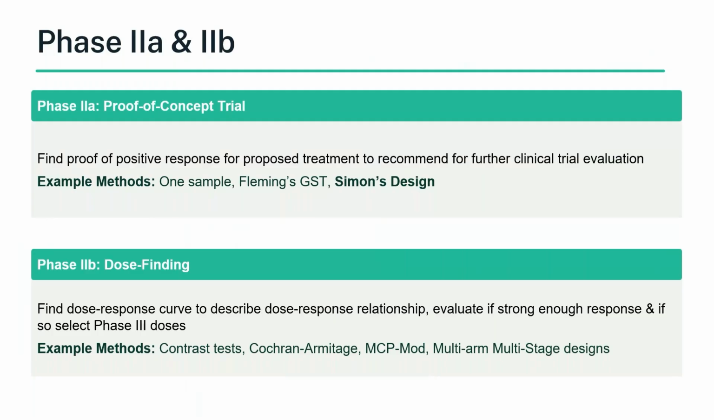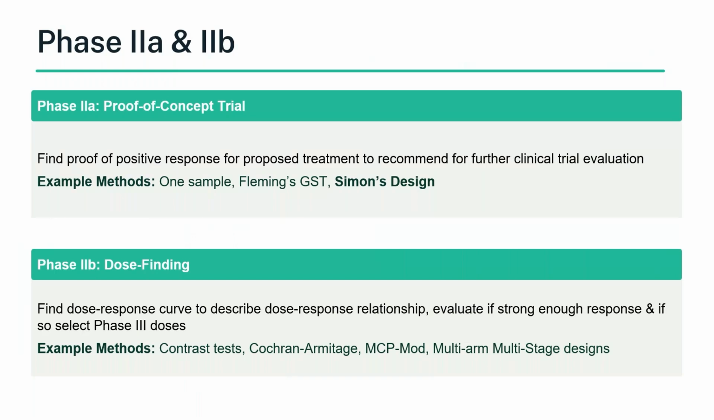Historically, the proof of concept and dose finding objectives have often been evaluated in separate trials, with proof of concept established first, and then a dose finding study used to select doses of further interest. In this framework, the proof of concept trial was referred to as phase 2A, and the dose finding as phase 2B, with the proof of concept and dose finding studies using very different statistical methodologies.